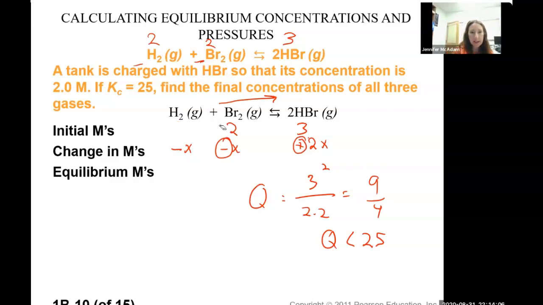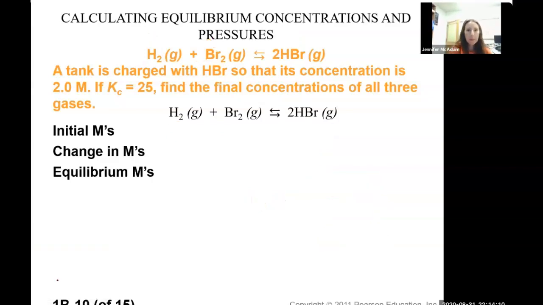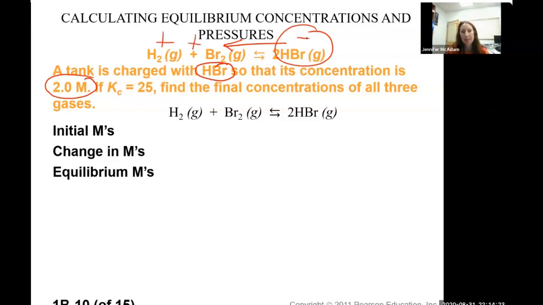Yeah. So in this case, if I just erase everything on the slide, because all they gave us was the product, we knew that this is all they gave us, so it has to go backwards. So this has to be positive, this has to be positive, and this has to be negative. So you're using your Q, but since there's no numbers, you can just see that it has to go backwards.